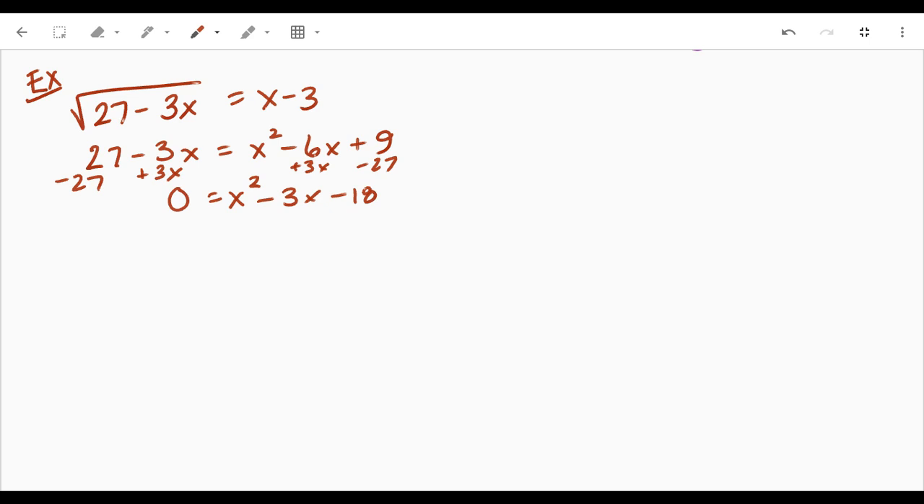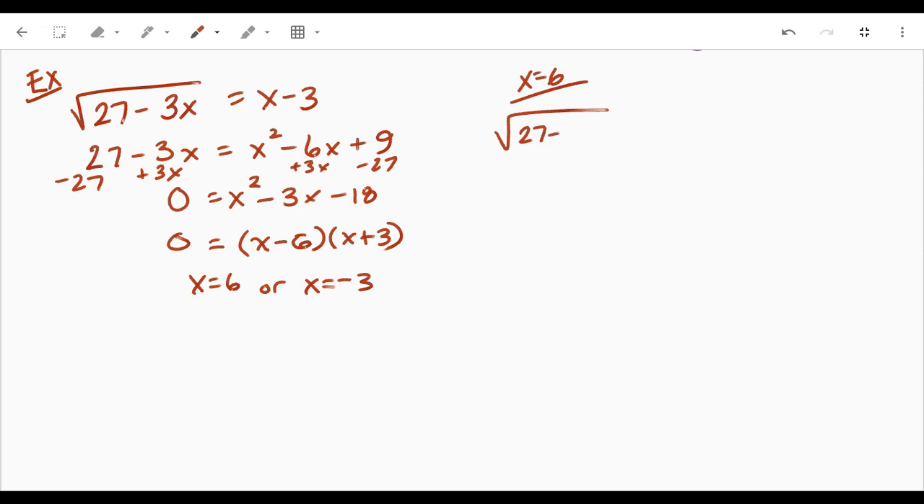Okay. It's all set equal to 0, so now we can factor it. That would be x minus 6, x plus 3. So we would get x equals 6 or x equals negative 3. Okay. Now we need to check that answer. So if we plug in x equals 6, we'd have the square root of 27 minus 3 times 6 equals 6 minus 3. So the square root of 27 minus 18 would equal 3. And that'd be square root of 9 equals 3.